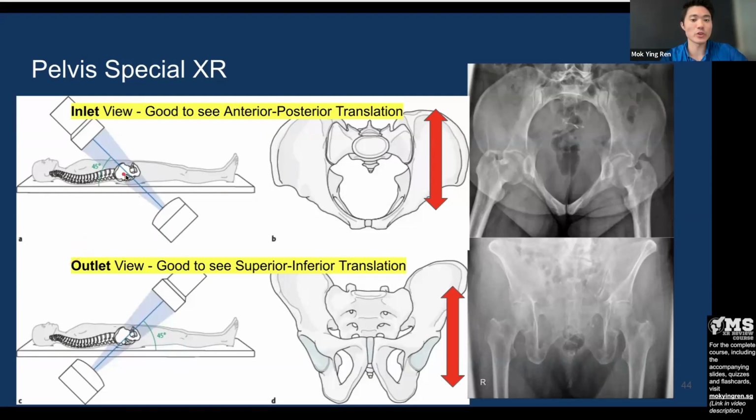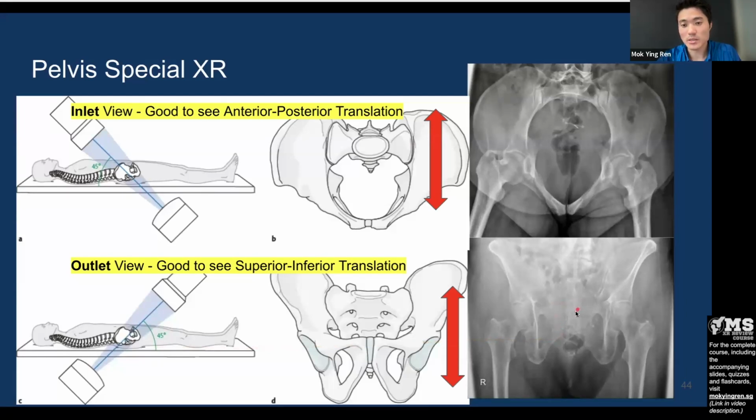And here you can see an inlet view. Simply the X-ray is tilted 45 degrees towards the head and is shot in this manner. And then you get a unique view of the pelvis. In other words, you're looking at the inlet of the pelvis. If you tilt the angle 45 degrees to the other side, then you get an outlet view. You can see it drastically changes how it looks on the X-ray.